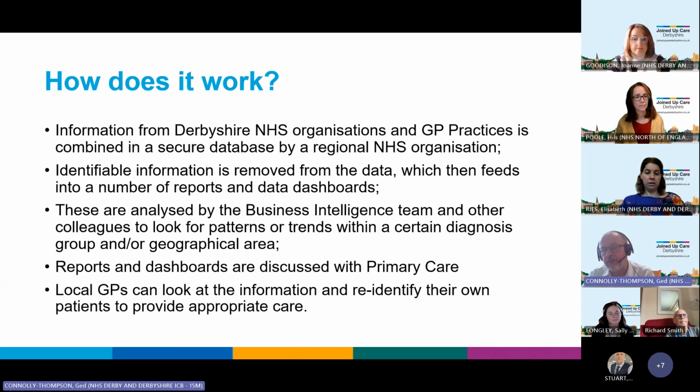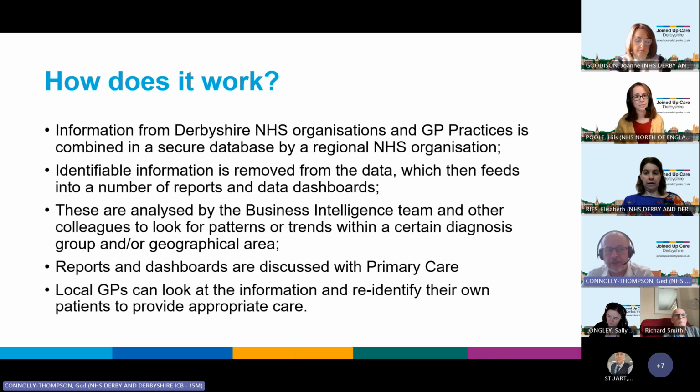This information is gathered from a number of Derbyshire NHS organisations, pulled from the primary care record, and brought into a secure database. So the information that we see is not identifiable. We're not aware it's you. We look at patterns and trends, and we can see the bigger picture. So we can see, for example, in a certain area, there may be a population who in the coming 6 to 9 months may be at risk of developing a certain comorbidity or getting a certain diagnosis.